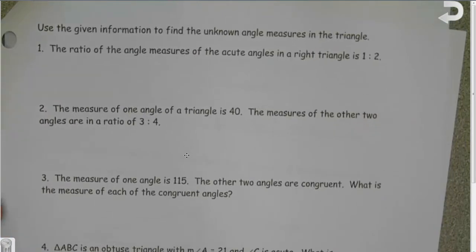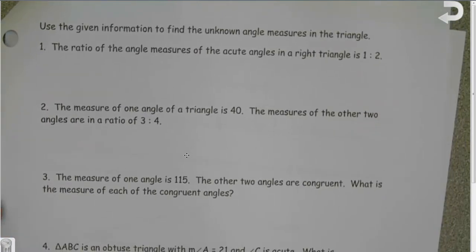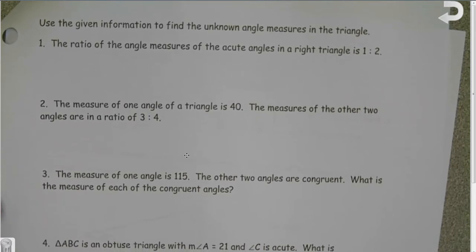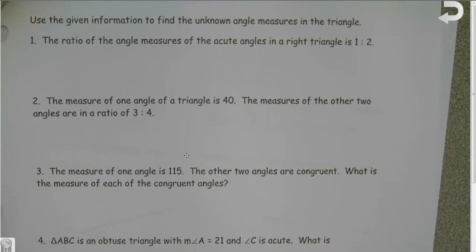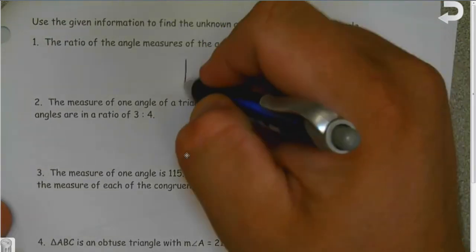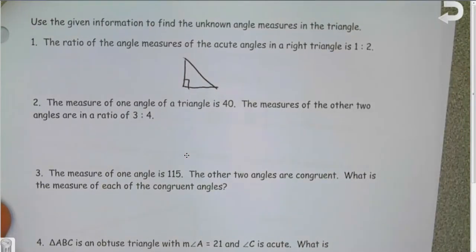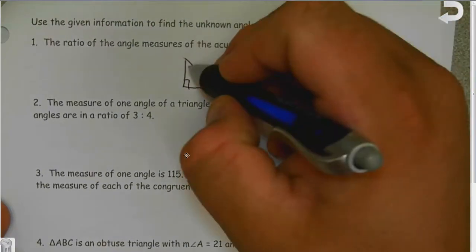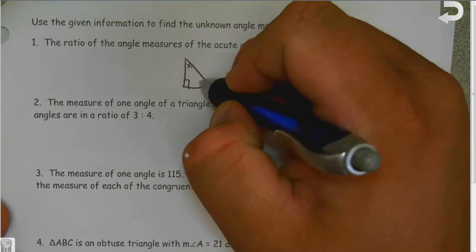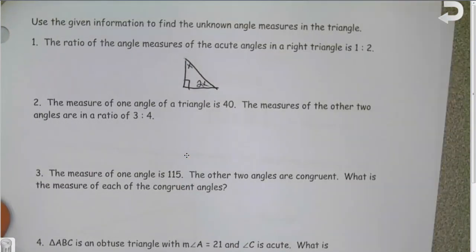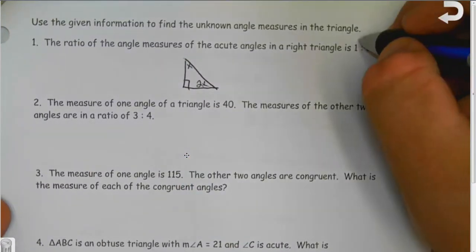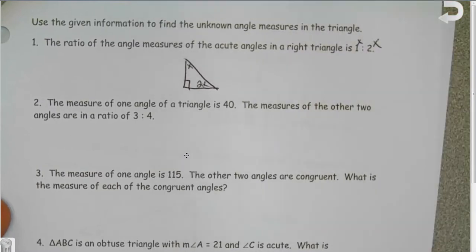Sometimes you have to draw a picture in order to solve information. And so in this case, we have the ratio of the angle measures of the acute angles in a right triangle is 1 to 2. So we draw our right triangle, and we know that this angle is 90 degrees. The measure of the 2 other angles are x and 2x. And how I found that was the fact that this is 1 and this is 2.